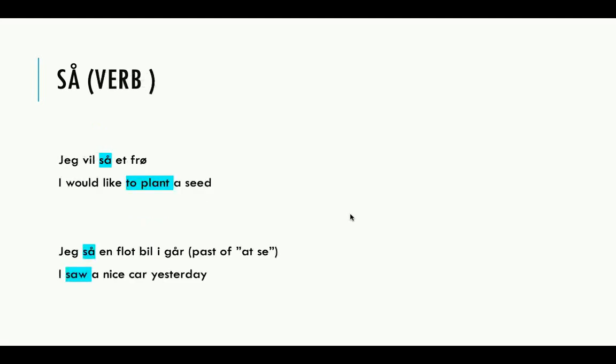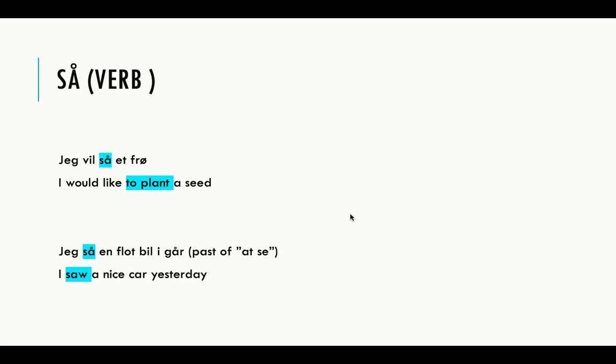Okay, and then a final comment. "So" is also a verb. And it's a verb that means to plant something, to sow something. So, "jeg vil så et frø." I would like to plant a seed. I would like to sow a seed. That is one form.